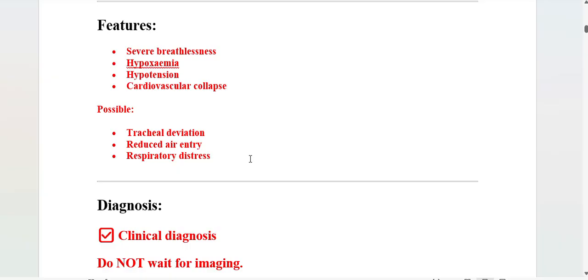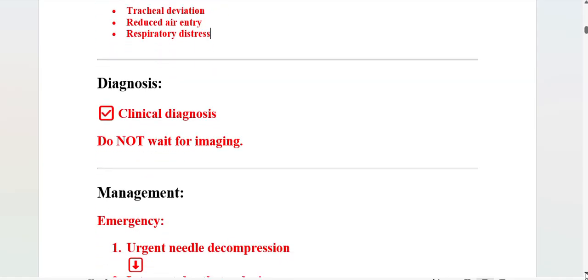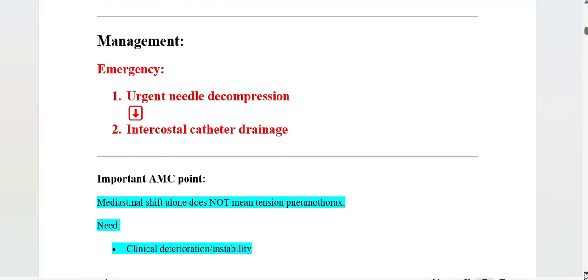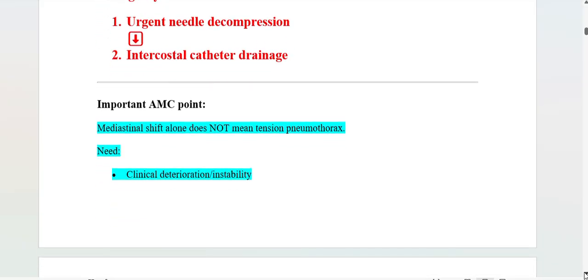It's an emergency. In that emergency, you will not perform the X-ray. If you really want to go for one investigation in tension pneumothorax, in cases of emergency, we will do the FAST ultrasound, right? Otherwise, we don't need. It's a clinical case, so based on the history and clinical examination, we can do the intervention. Clinical diagnosis. Do not wait for imaging, please. Management, emergency: urgent needle decompression, and after urgent needle decompression, you have to do the intercostal catheter drainage. That is the rule. Urgent needle decompression, and then after that intercostal catheter drainage.